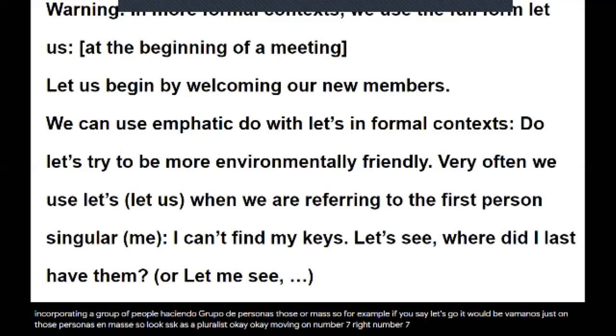Number 7? No entiendo. Warning. Warning is more formal context. We use the full form for let us at the beginning of the meeting.